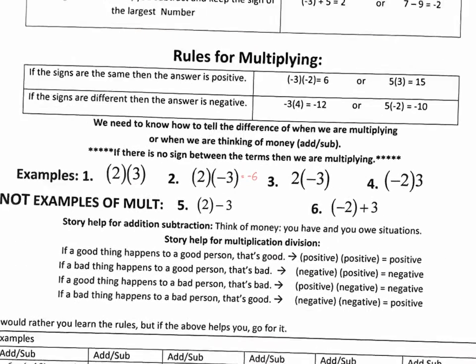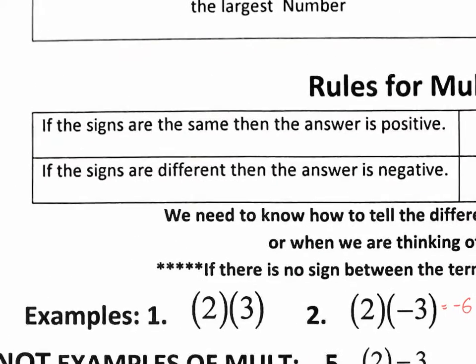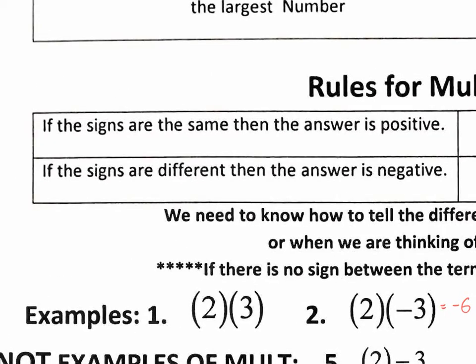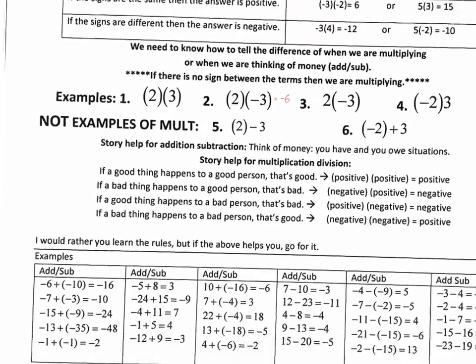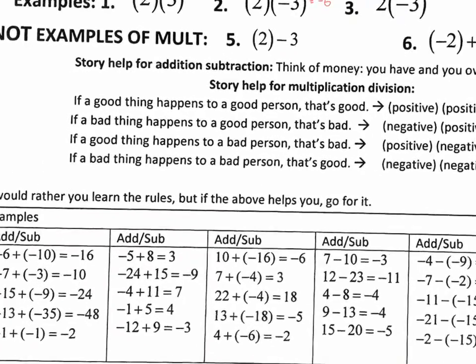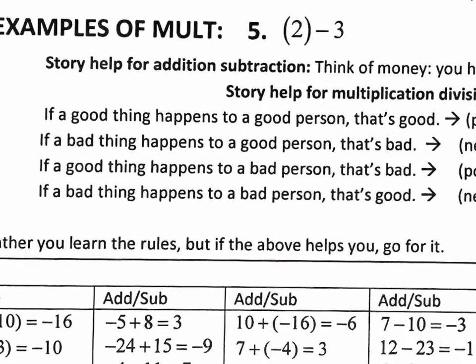Let's say we're not good at memorizing the rules that if the signs are the same, the answer is positive. If the signs are different, the answer is negative. You could always use this little storyline of multiplication and division to help you, because multiplication and division have the same rules. Okay? So if a good thing happens to a good person, that's pretty good, right? Somebody's always nice, helping other people out, always donating money to charity, and they win the lottery. That's a good thing. A good thing happens to a good person, that's good. If a bad thing happens to a good person, that's bad, right?